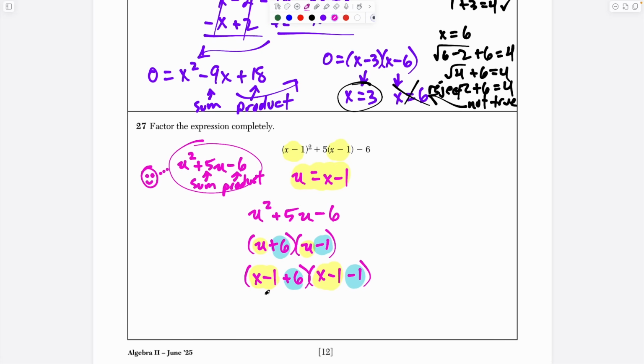And now to close this out, we just simplify. We have x negative 1 plus 6 is positive 5, and then x minus 1 is going to give us x minus 2. So this is the factored form that we need.